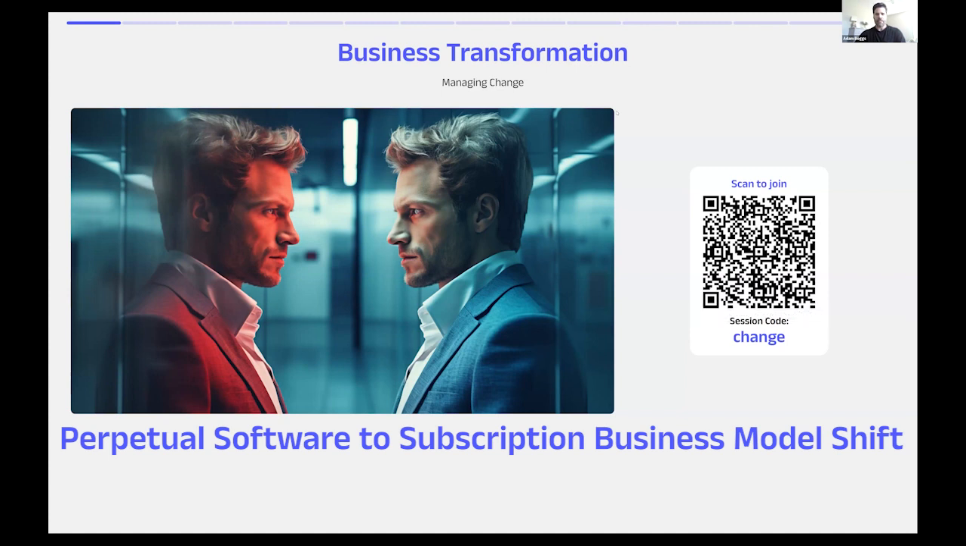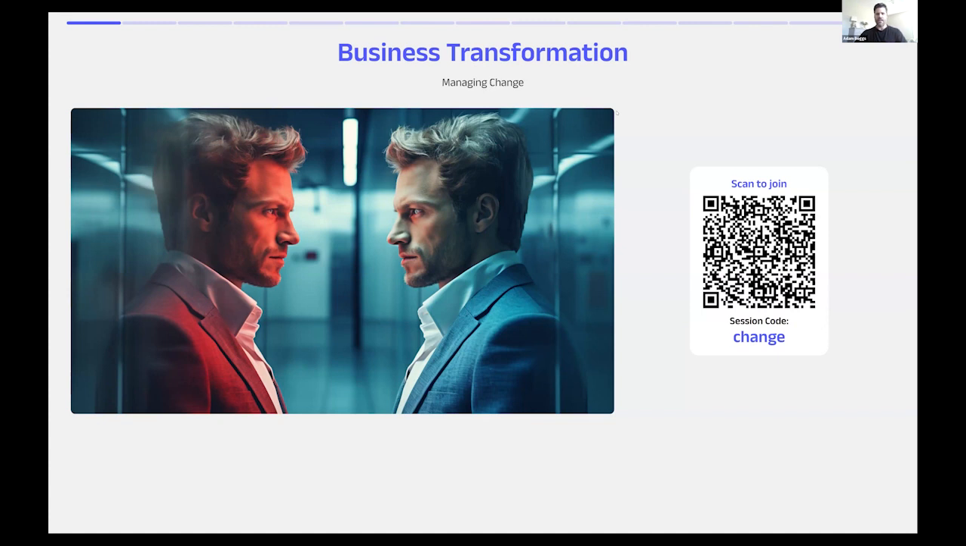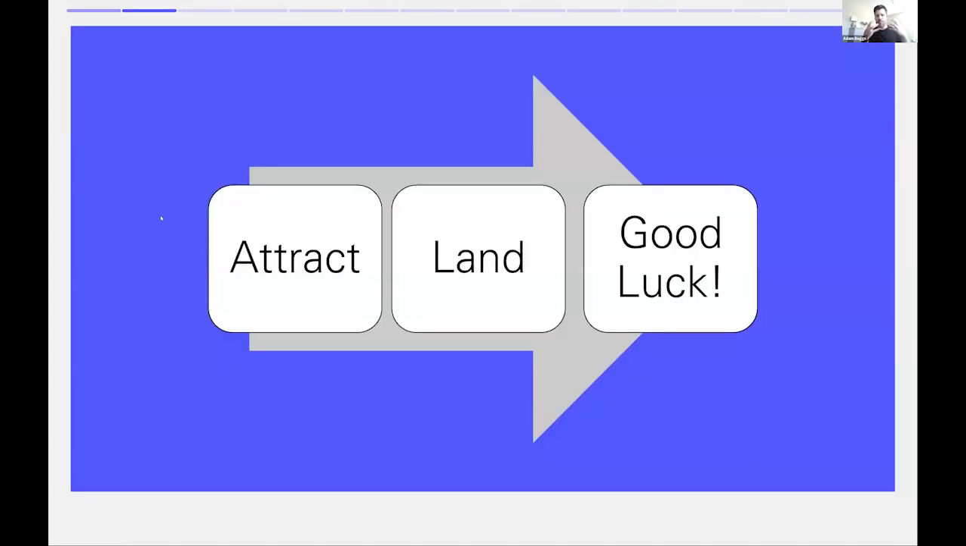If you think about Microsoft Office, when it was first sold to all of us, it was sold under the context of we had to buy it. We would get that CD or that disc, right? We would install it, and then it was on us, right? It was good luck for the races. So that was the attract, land, good luck model.